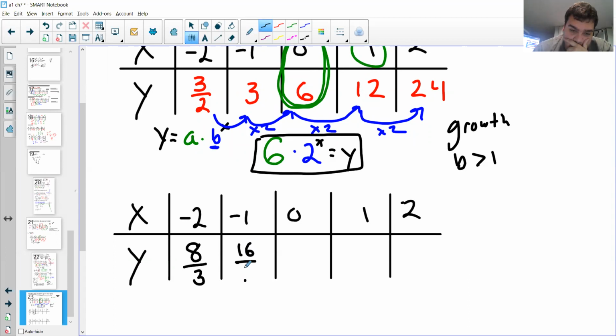All right, 16 to the ninth, 32 to the 18, which this could be simplified to.